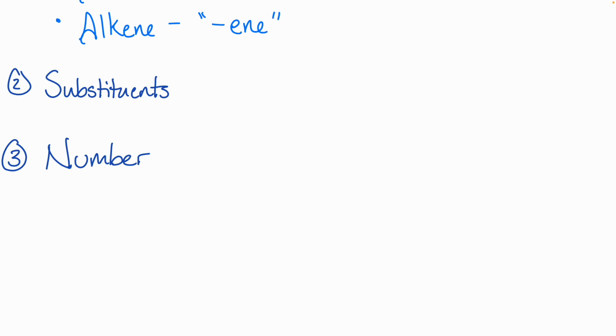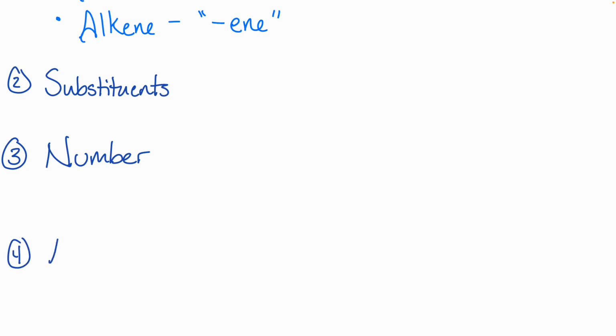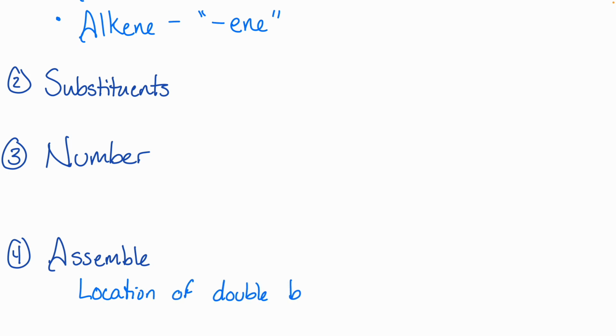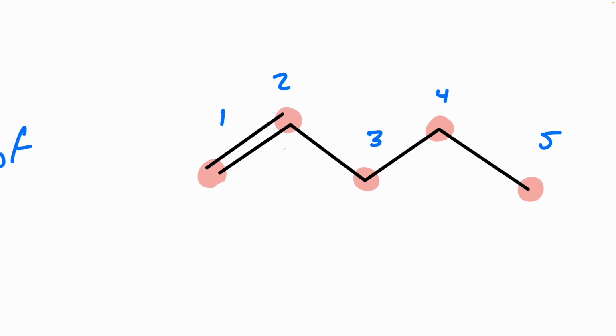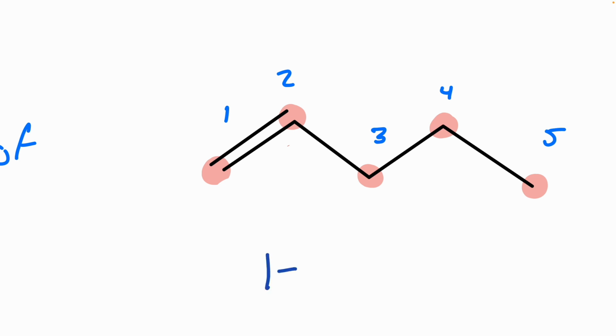When we assemble our name, we're going to indicate the location of that double bond with the lower number carbon. What do I mean by that? If I look, I see that my double bond is located between carbons 1 and 2. So I'm going to refer to its position by the lower of those two numbers, by the 1. So this would be 1-pentene.